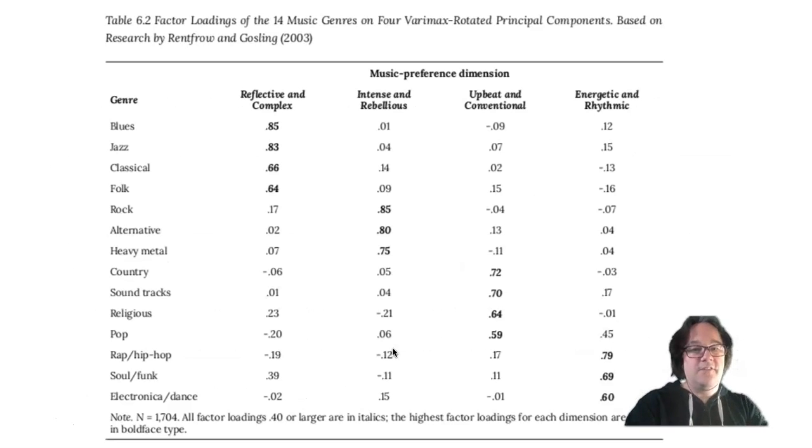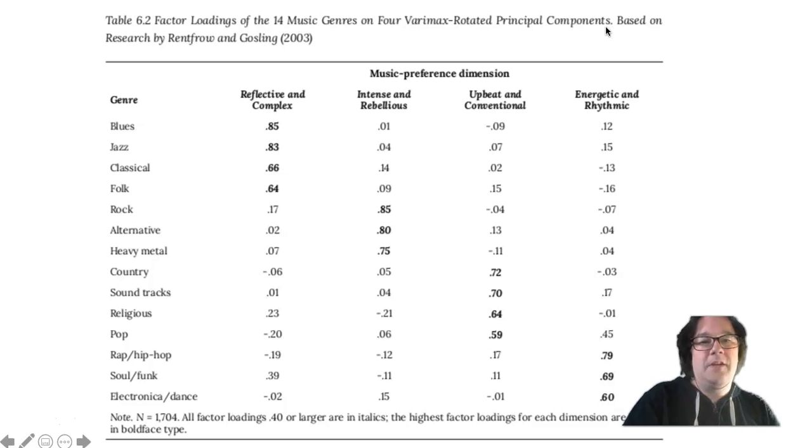So when we get the results of a factor analysis, which might look something like this, it's up to us to label these factors, to actually determine what these factors are measuring, and what the cutoff point is, right? In this example that I just took from your textbook, it says factor loadings of the 14 musical genres on 4 Varimax rotated principal components. Don't worry about that fancy language.